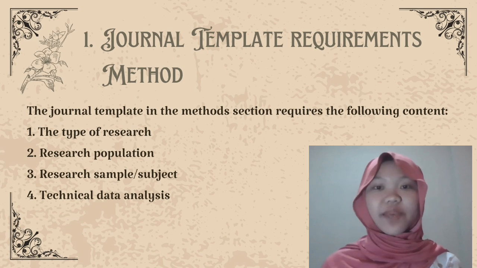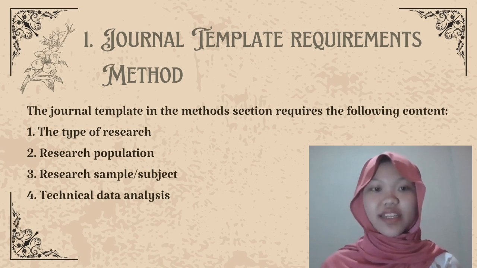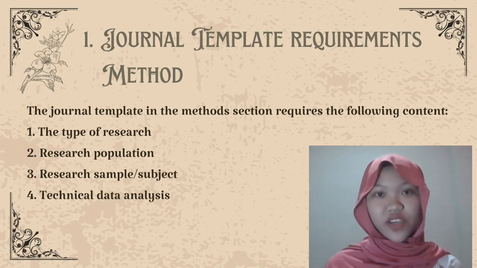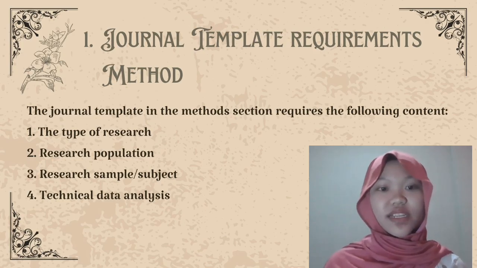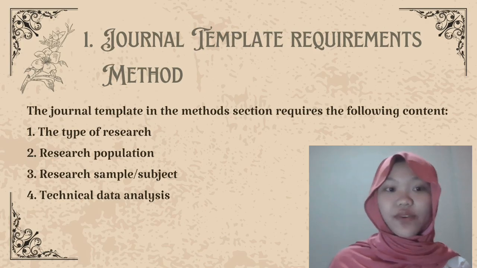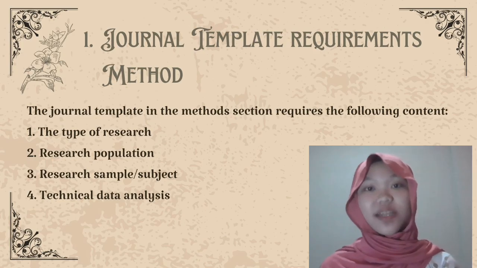First, journal template requirement for method. The journal template in the method section requires the following content. First, the type of research. The second one is research population. The third one is research sample or subject. And the last one is technical data analysis.